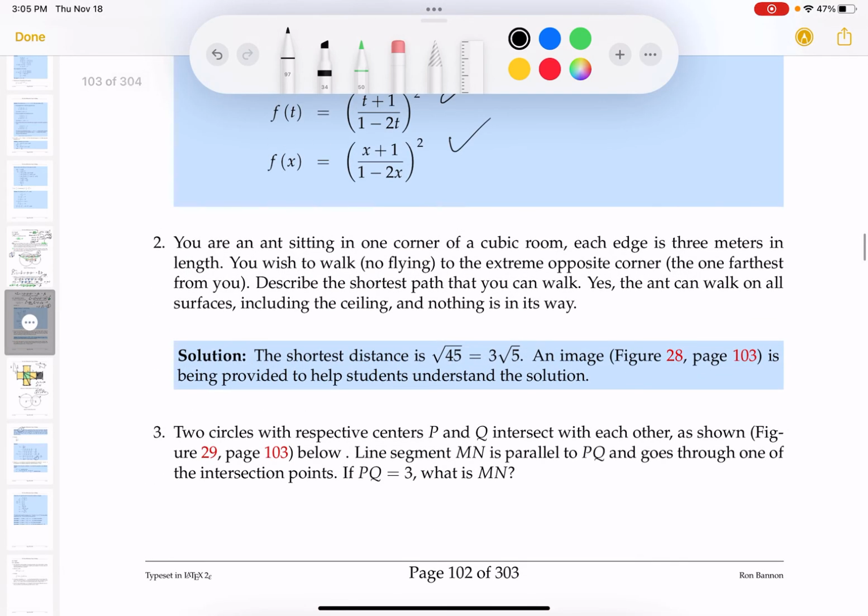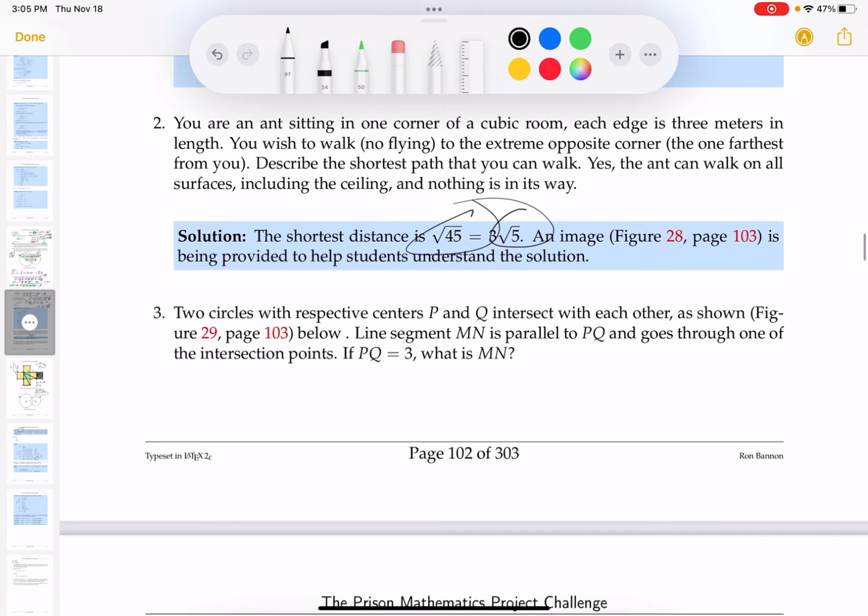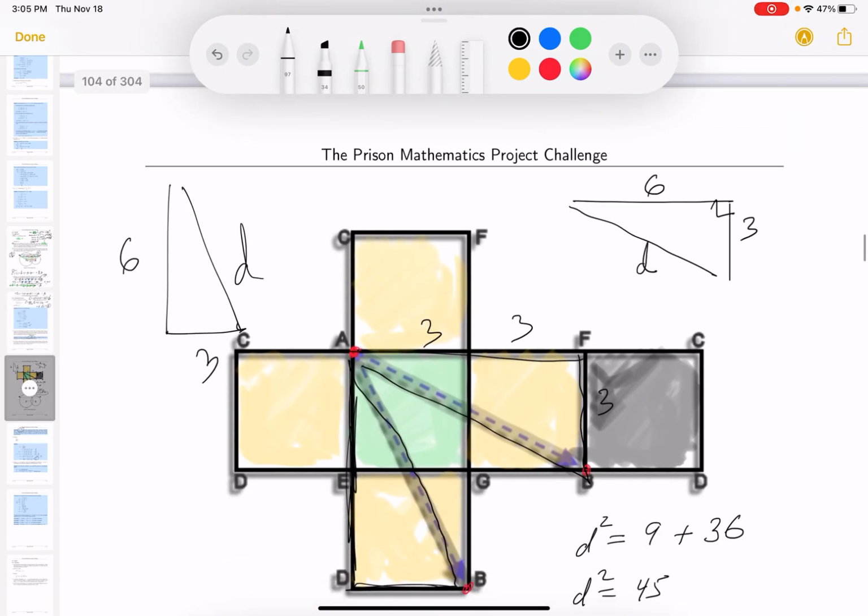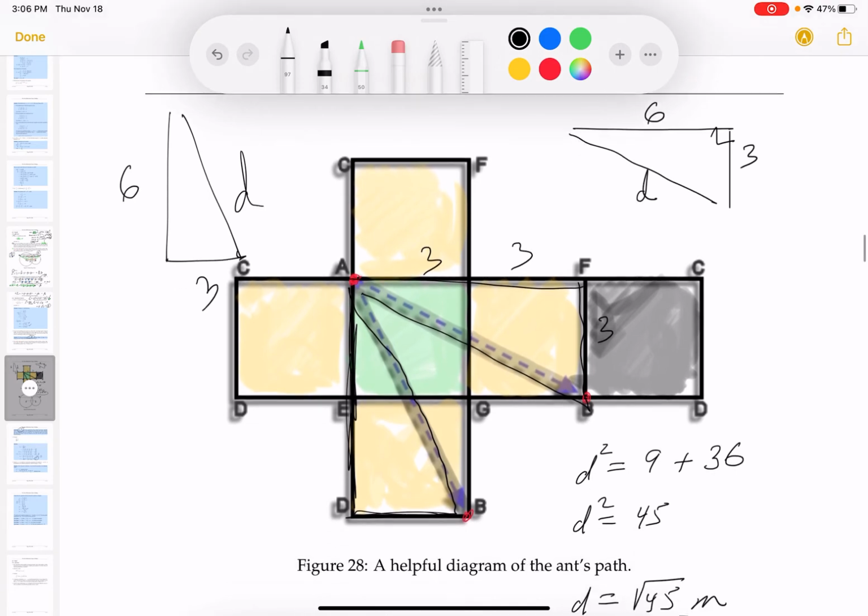And the question is the ant. Yeah, they got it written down, 3 root 5, 45, all right? And again, I want to point out that this is a very typical picture. I just lifted it off the web, by the way. I did not draw that picture.